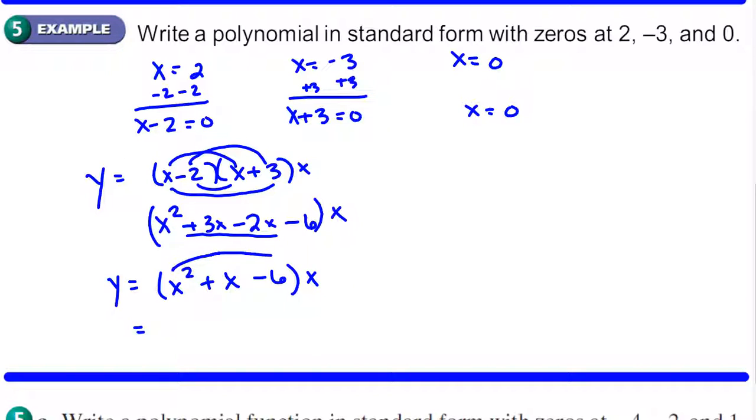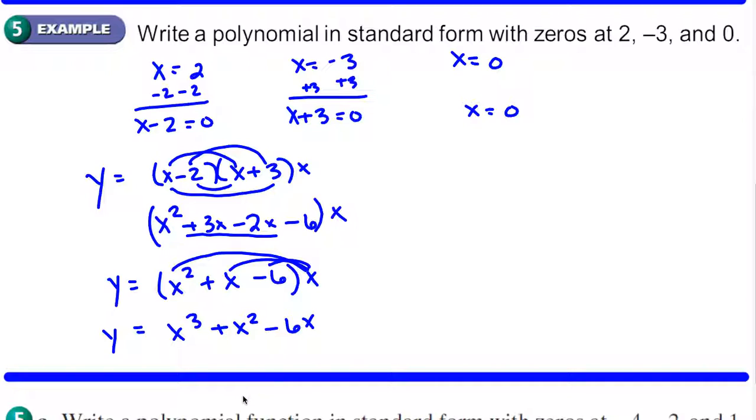X squared times x is x cubed. X times x is x squared. And then negative 6 times x is negative 6x. So the polynomial in standard form, when you have zeros at 2, negative 3, and 0, is going to be y equals x cubed plus x squared minus 6x. Decreasing order of the degrees, so we got this.